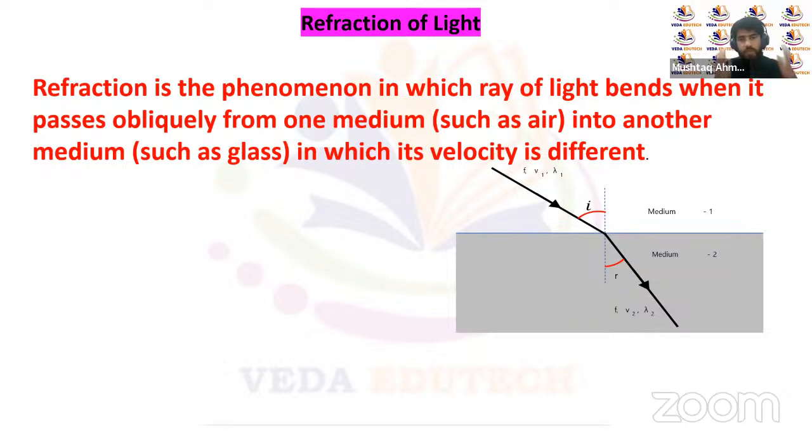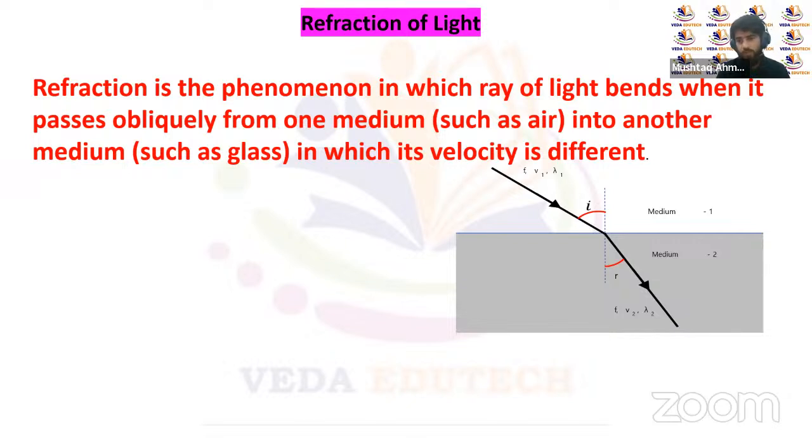The refraction of light is the phenomenon of bending of a ray of light when it passes obliquely from one medium to another medium. So there is bending of light when a ray of light passes from one medium to another, and both the media should have different refractive indices.